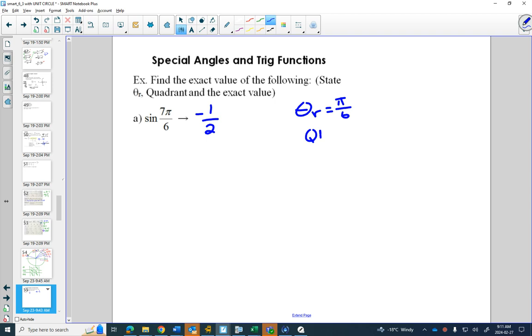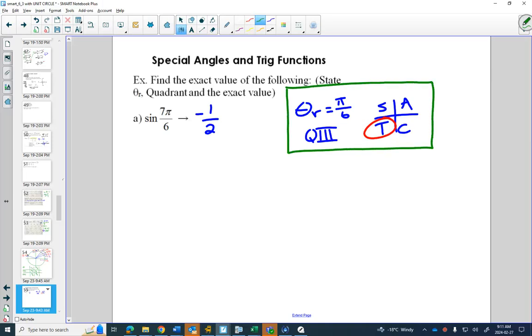And 7 pi over 6 is in quadrant 3. So I would know that according to my cast rule, sine has to be negative in quadrant 3. Eventually, for today we're going to write this all down. Eventually what's in the green box is just mental math, stuff that you think about. I know it's my pi over 6 family, so I know it's 1/2. I know it's in quadrant 3, I know my cast rule, so I know it's negative. So therefore, sine of 7 pi over 6 is negative 1/2.